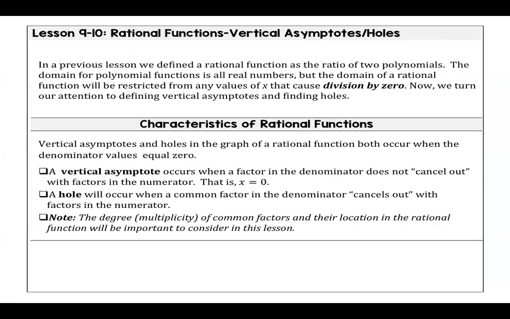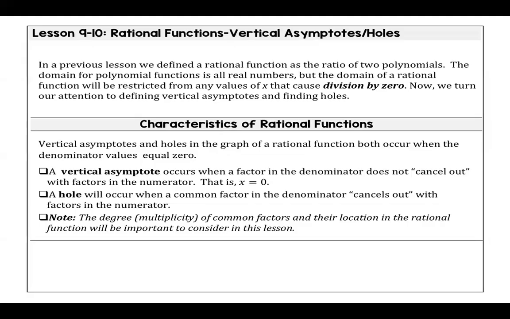Okay. So up first, in the previous lessons, we've talked about what a rational function is, which is just a ratio between two polynomials, right? I have a polynomial in the numerator and a polynomial in the denominator. That's all that is. That's what makes it rational. The main thing is the denominator, the fact that you have variables in the denominator, right?